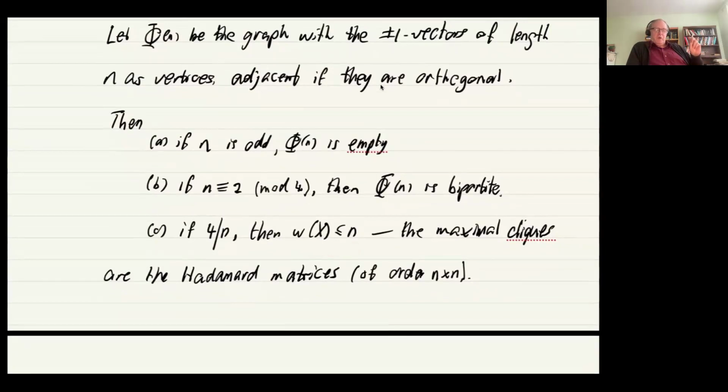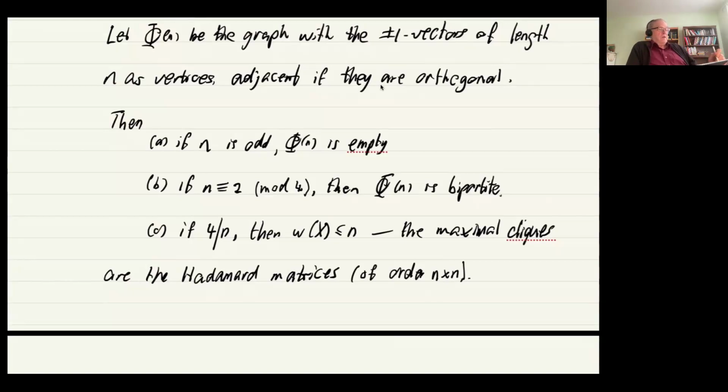The point is that any clique consists of a set of pairwise orthogonal vectors, and the largest size of a set of pairwise orthogonal vectors in C^n is n. So the maximal cliques have size at most n. And in fact, since we're using the plus or minus 1 vectors, the maximal cliques are Hadamard matrices.